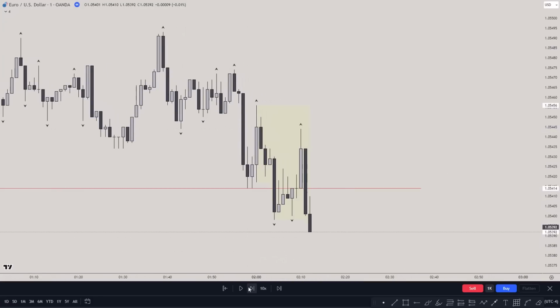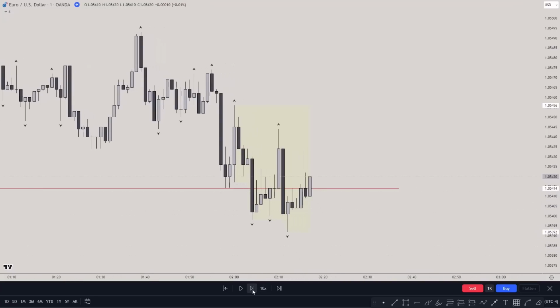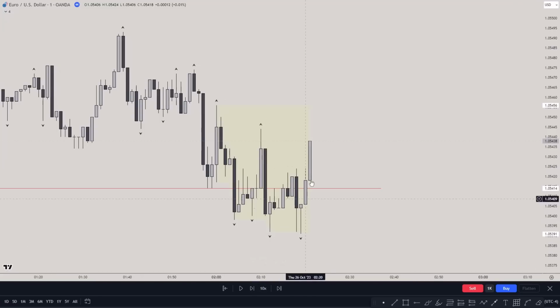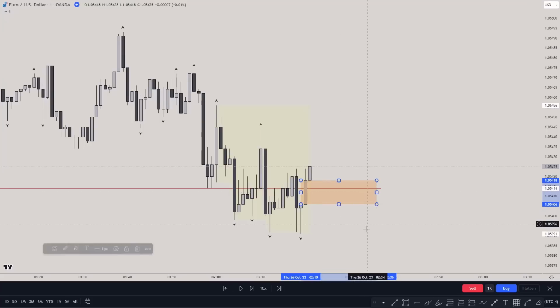No displacement, no fair value gap yet. There is a bearish fair value gap. And now there is kind of not a big displacement actually right here. I'm not going to be entering. It got rejected from this wick right here. So it's not the highest probability. No displacement at all.